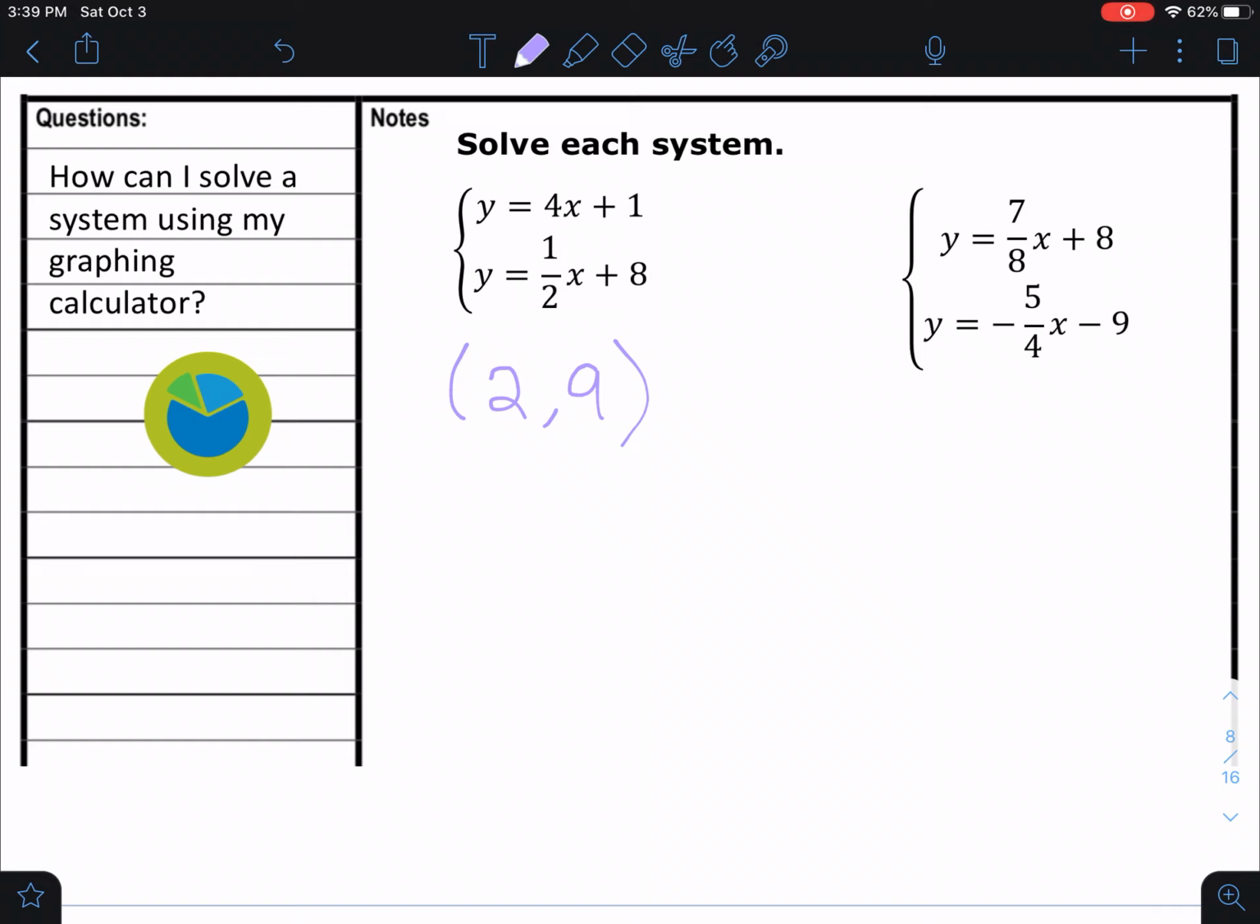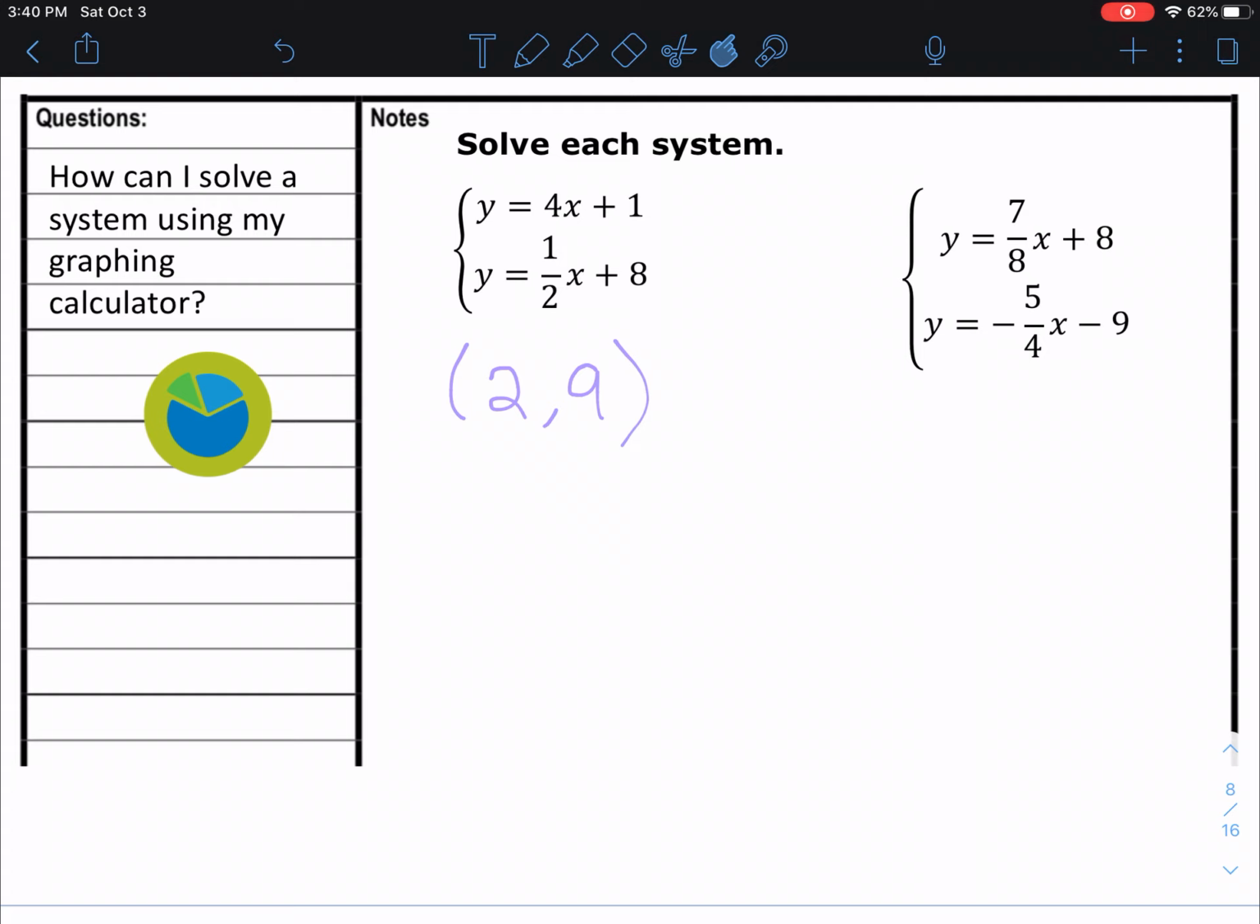All right. So now what I would like you to do is try this second one. The second one says y equals 7x plus 8, and y equals negative 5 fourths x minus 9. So take a second to put that in, and then we will go over it.